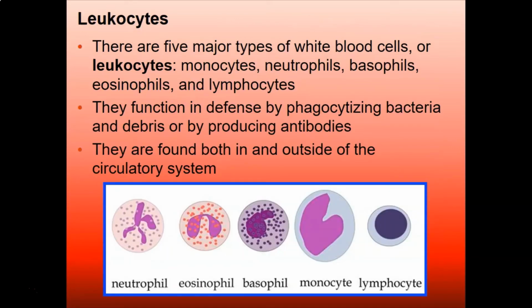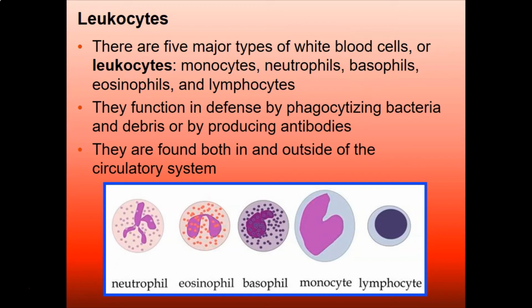Leukocytes. There are 5 major types of white blood cells, or leukocytes: monocytes, neutrophils, basophils, eosinophils, and lymphocytes. And they function in defense by phagocytizing bacteria and debris, or by producing antibodies. They are found both in and outside of the circulatory system. All right, so like I said, we'll talk more about these as we get into immunology.